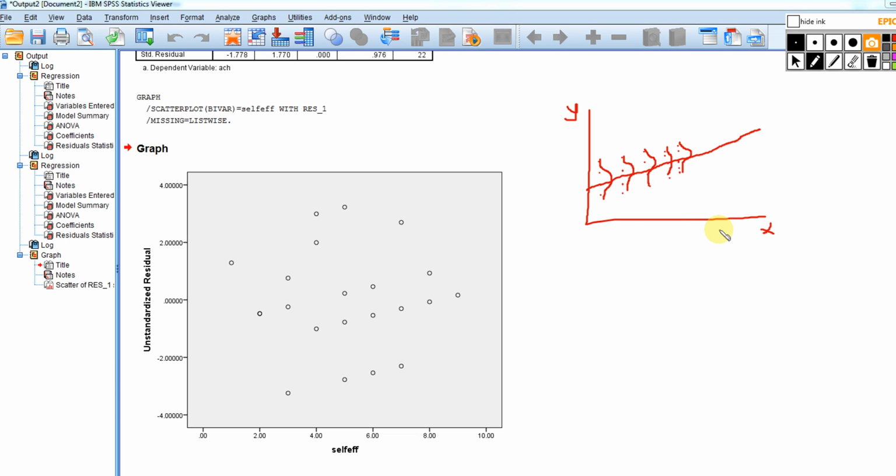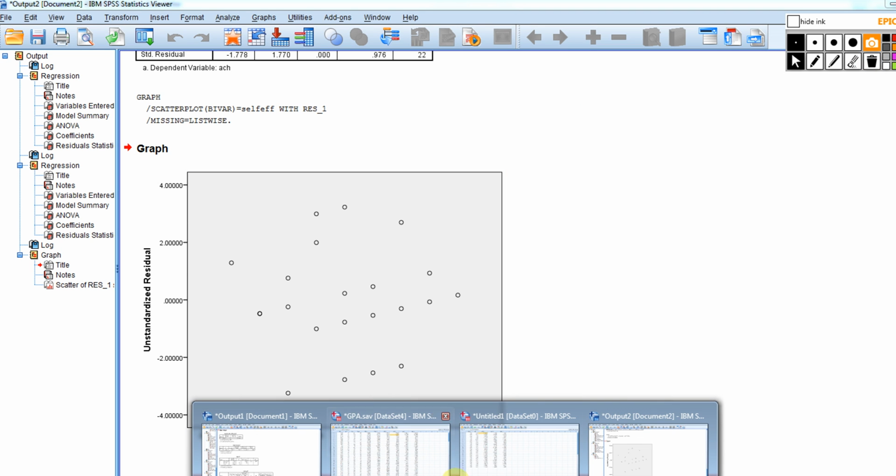So one way to assess the normality assumption is to test the normality of the residuals using some standard techniques that you would use to assess normality for any variable. So if we go back to the data set, what I can do is go to Analyze, Descriptive Statistics, and go to Explore, and I can put the unstandardized residuals into the dependent box.